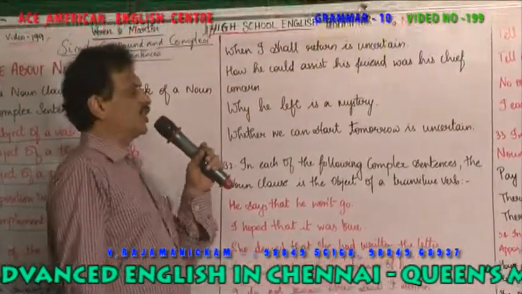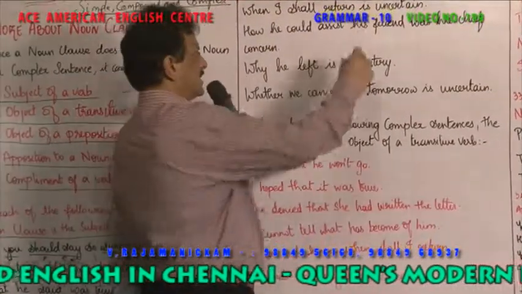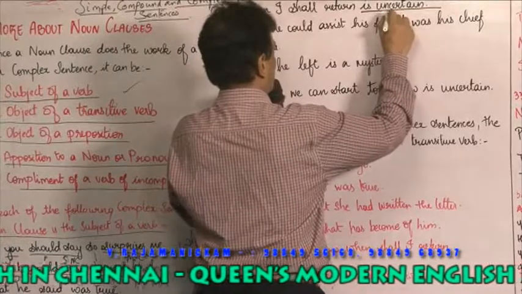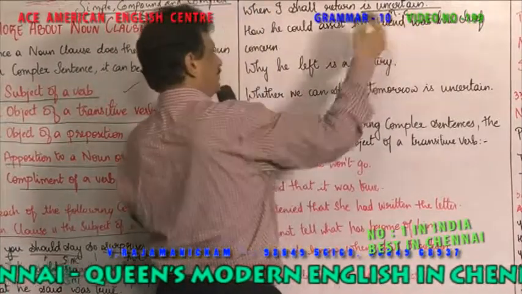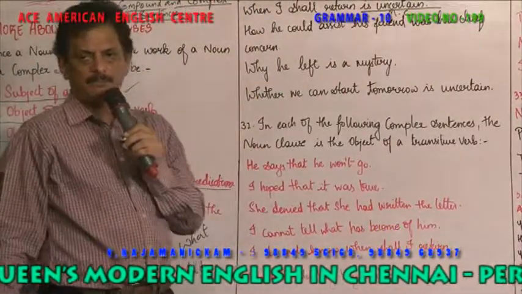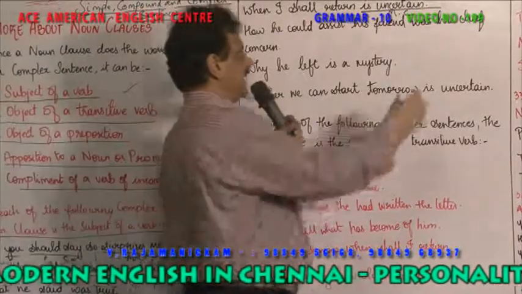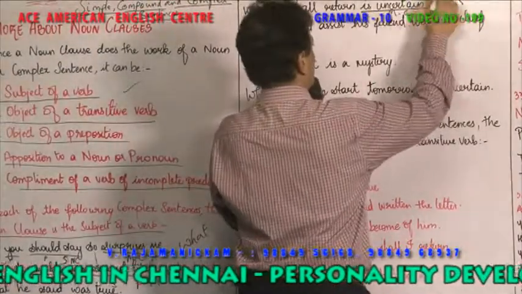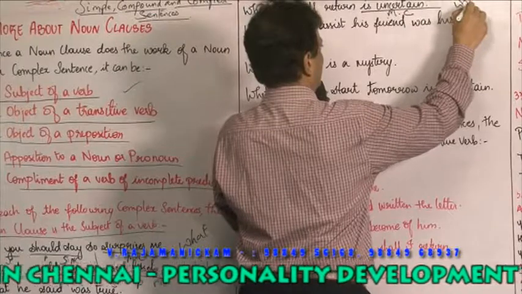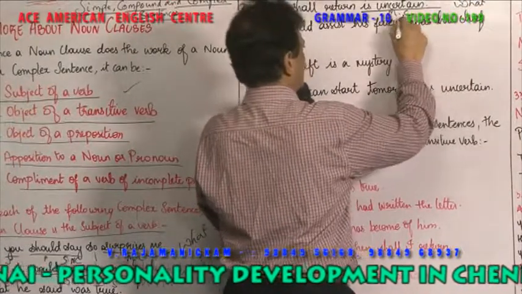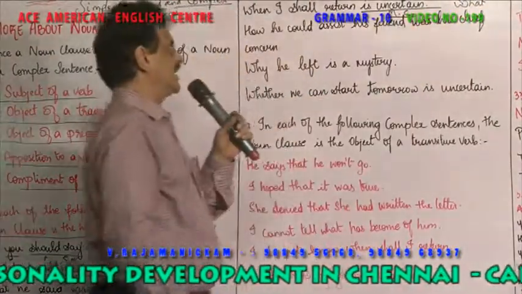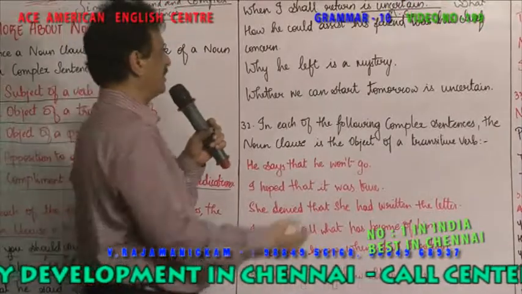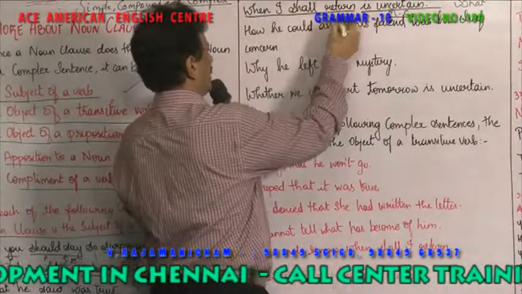"When I shall return is uncertain." "Is uncertain" is the main clause. You have "is" as the verb and "uncertain" as the predicate. Is uncertain. You ask a question: what is uncertain? So "is uncertain" is the main clause. What is uncertain? When I shall return. The answer you get is "when I shall return".